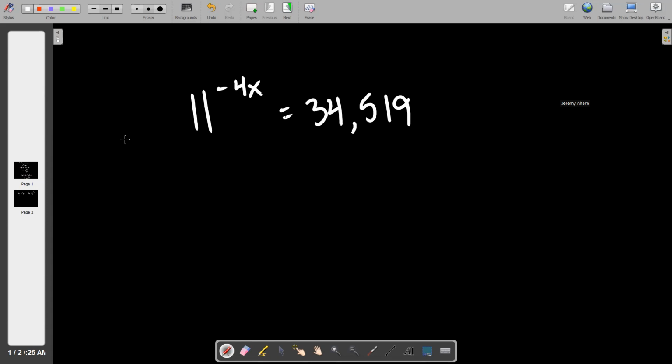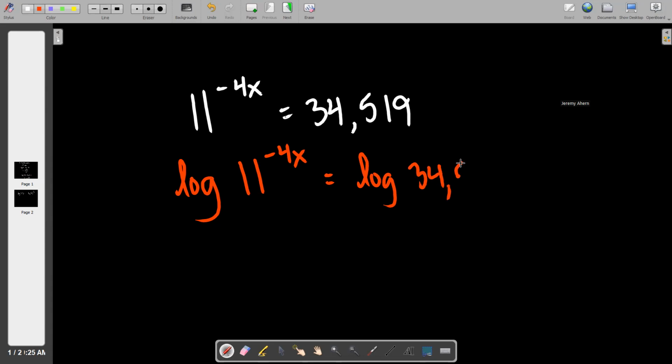We log both sides, right? Get used to saying those 3 words. Just log both sides. And so when I log the left side, I'm going to have the log of 11 to the negative 4x equal to the log of 34,519. And you'll find yourself not writing this step. Can you already feel like there's something we could have done while we logged?